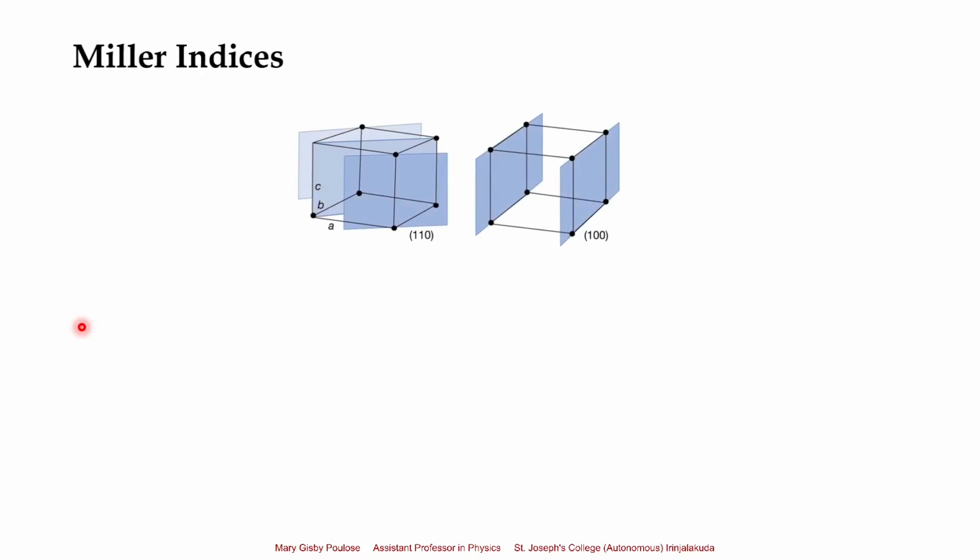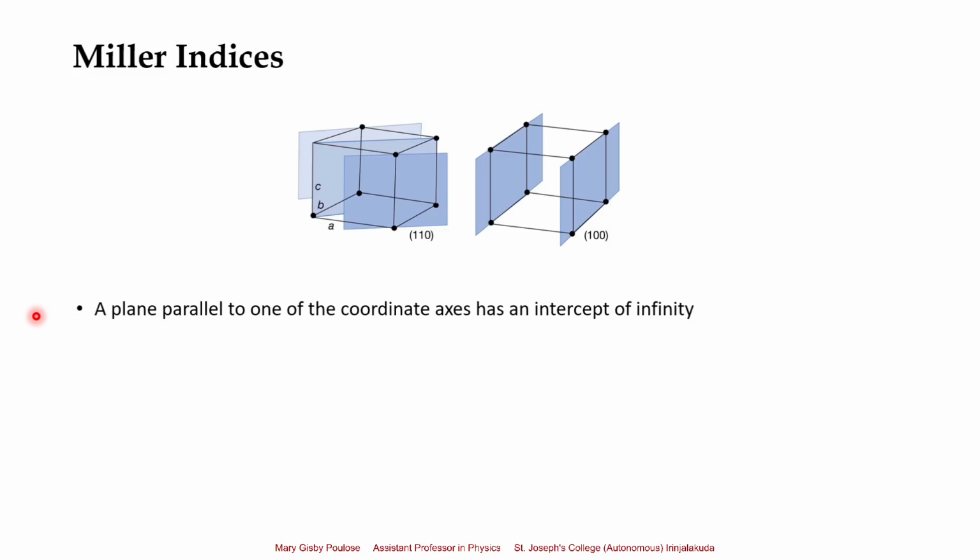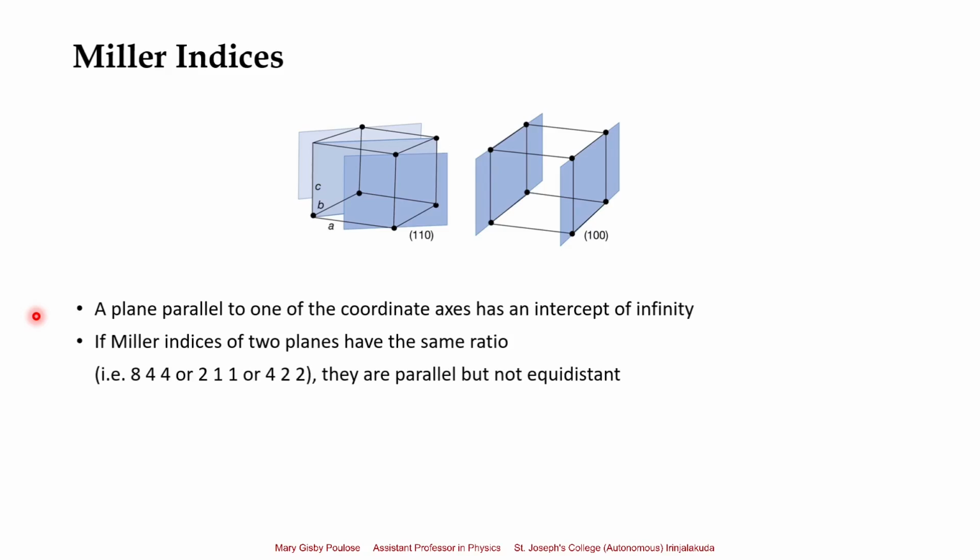Now these Miller indices represent a parallel set of planes in that crystal. A plane parallel to any one of the coordinate axes, x or y or z, will have an intercept of infinity, right? One of the coordinates will be infinity. Now, if the Miller indices of two planes have the same ratio, like 844 or 211 or 422, these planes will be parallel, but they will not be equidistant.